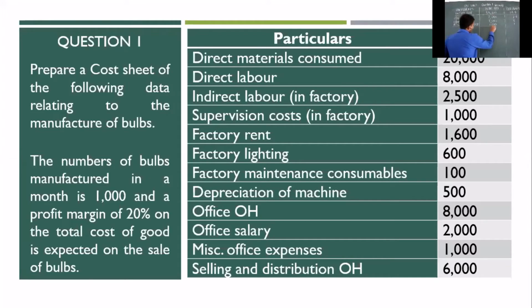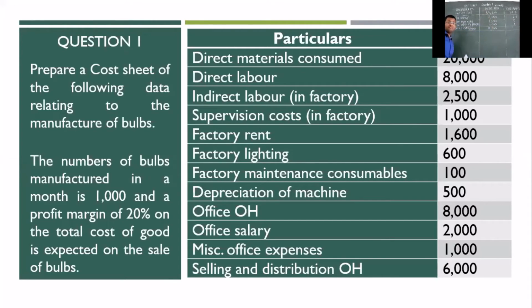Now let's calculate this one. When you add up these three items, the value that we're getting over here is called the office overhead. So the sum total of the office overhead, 2,000 plus 8,000 plus 1,000, works out to be 11,000. Cost per unit is 11 rupees. So office salary plus office overhead plus miscellaneous office expense, the total is office overhead, and this works out to be 11,000.